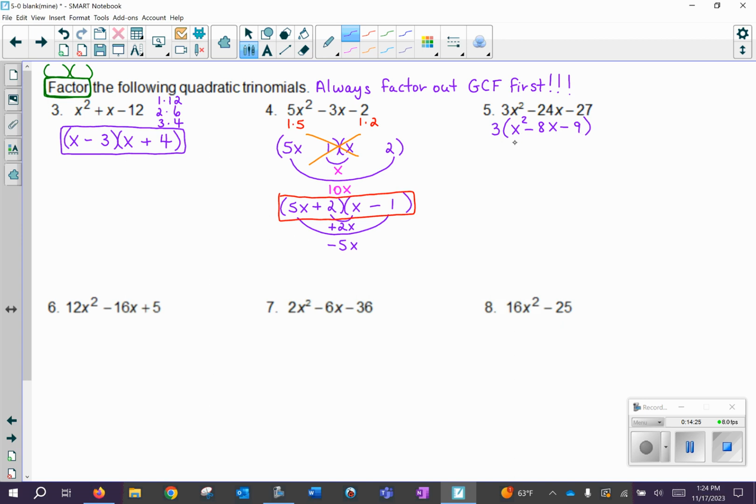Now when you multiply these back together, you have to get the original problem, guys. That means this 3 outside is just along for the ride now. So no matter what you write, the 3 goes in the front. You're dealing with the 3 and this separately, so I'll make it a different color. It's like you're dealing with just a 1x squared minus an 8x and minus a 9.